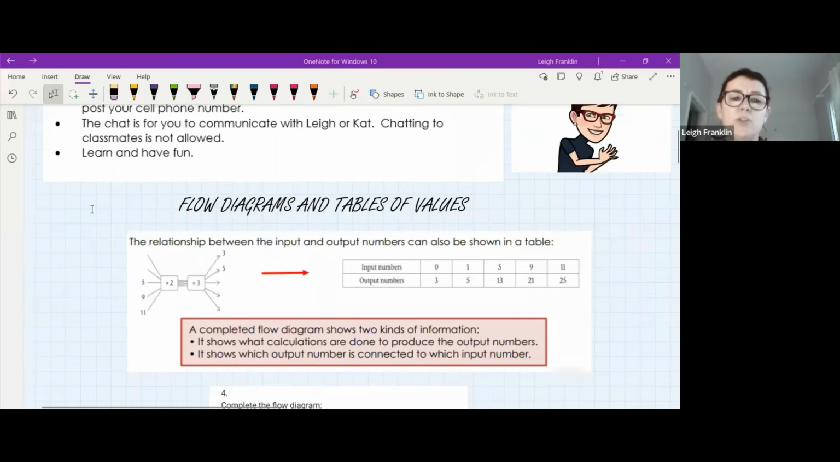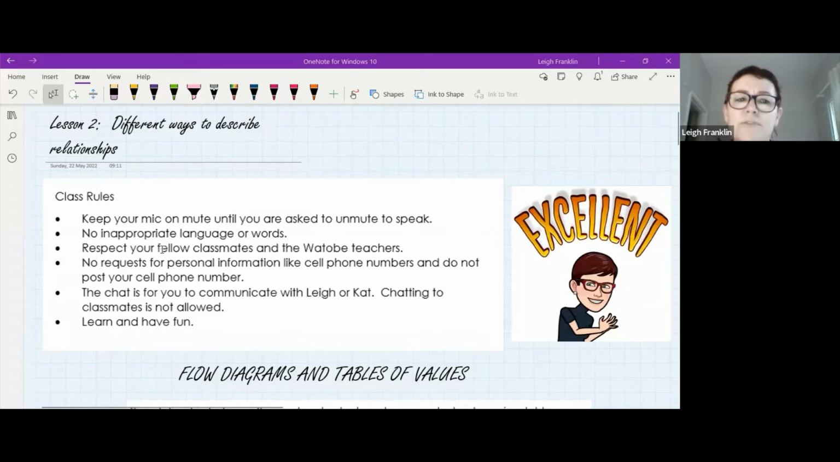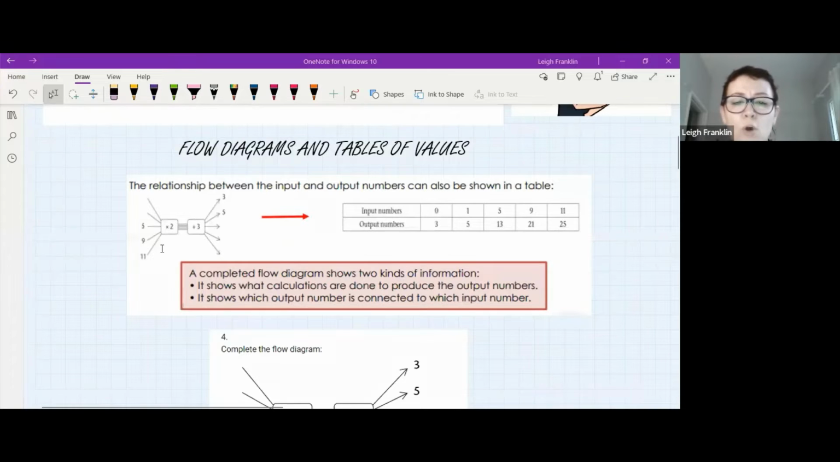Right, so now we're going to be talking about flow diagrams and tables of values, because they are different ways for us to describe our function relationships. We've been speaking in the previous lessons about the relationships between input and output numbers, and how one of the ways that we can represent this is by using a flow chart, which is the diagram here on the left. And I'm sure you've seen those at school. They give us a set of input numbers and a rule, and they expect us to calculate output numbers. But they could also give us the output numbers and expect us to calculate the input numbers.